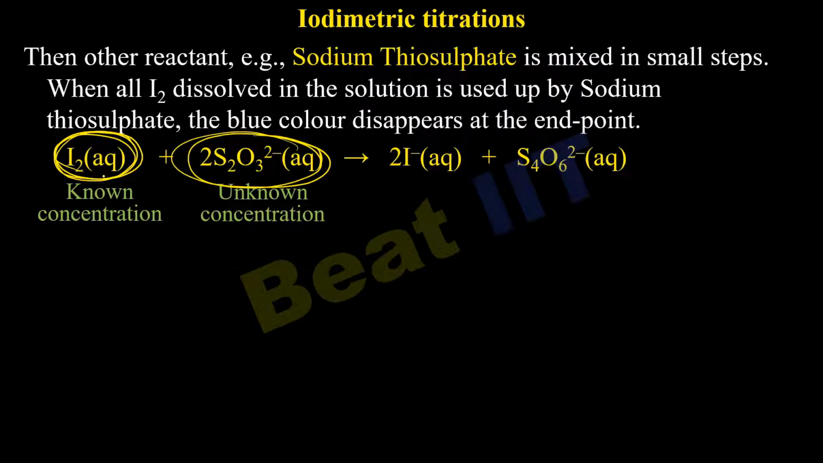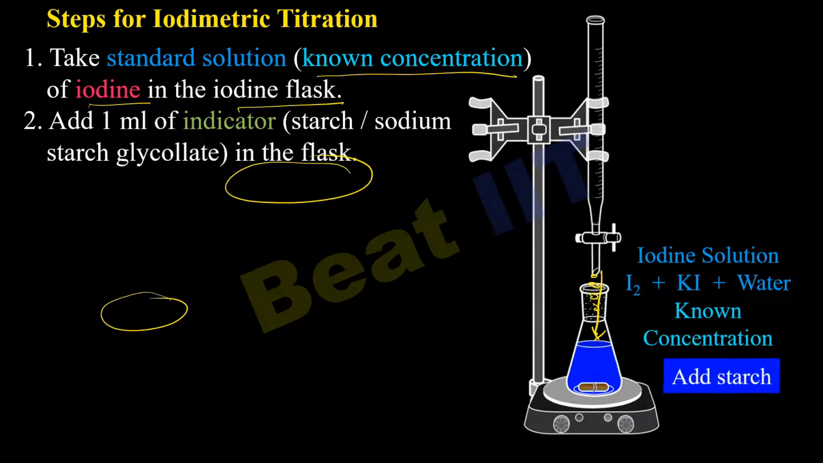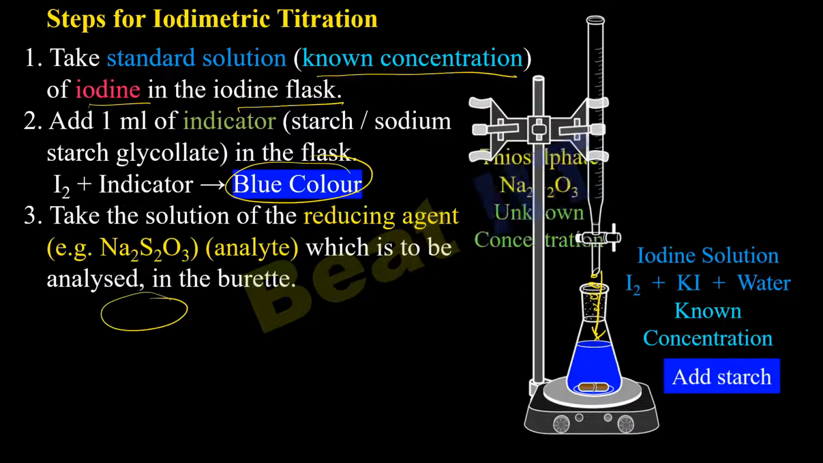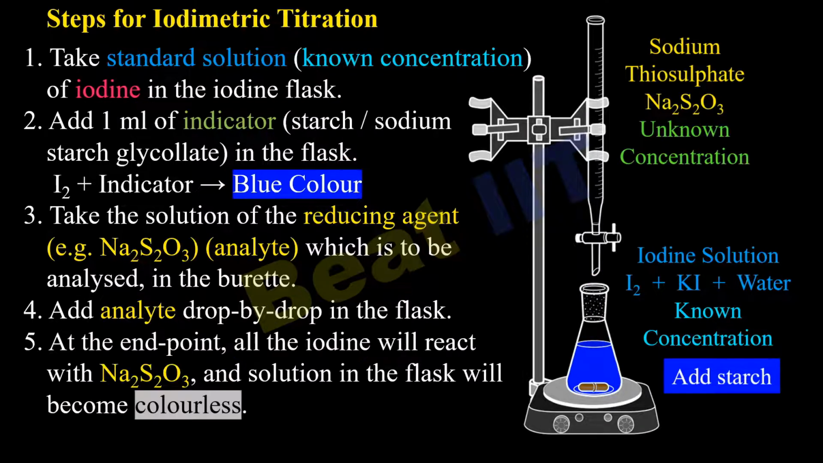And the blue color here will stay because not all iodine is used up. So initially the blue color will stay in the iodine flask, and the reason is that we have sufficient amount of iodine. But once all iodine is used up, then the blue color will disappear because now we don't have iodine.